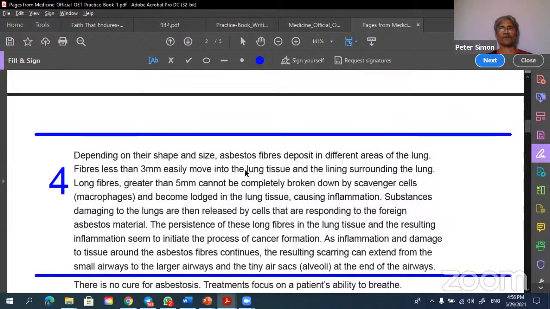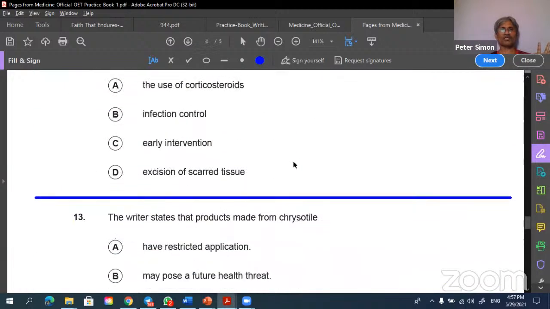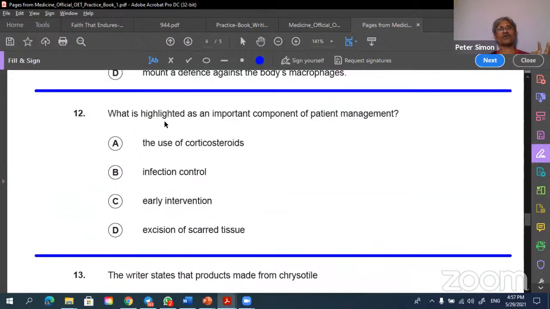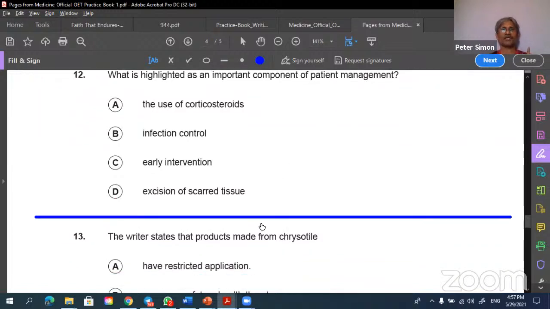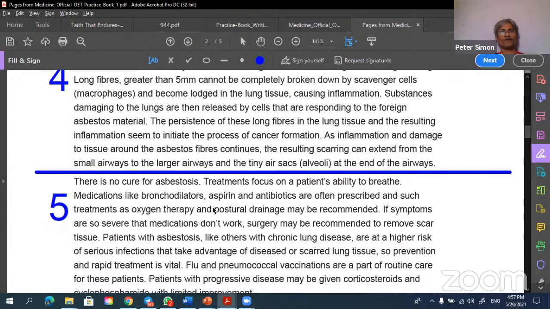Now here, 2 things are there. One is products, and another one is what is highlighted as an important component of patient management. Important component of patient management, and products from chrysolite. So these are the 2 things. Right. Okay.